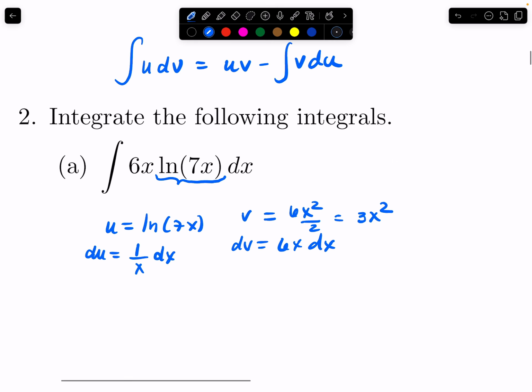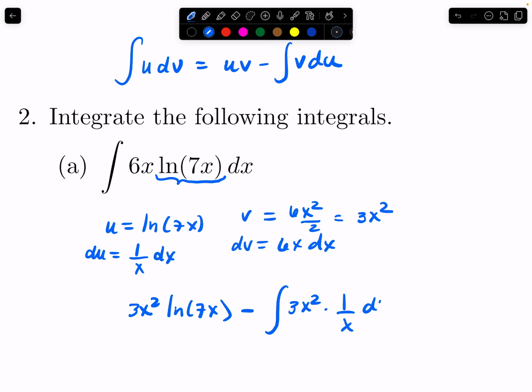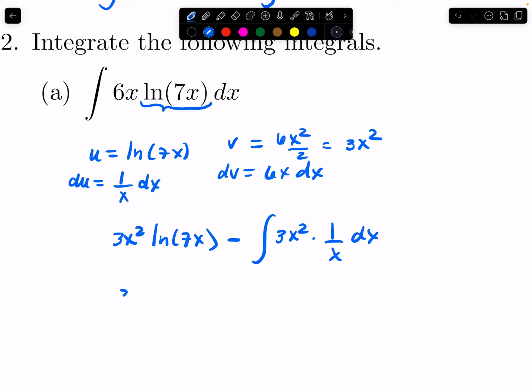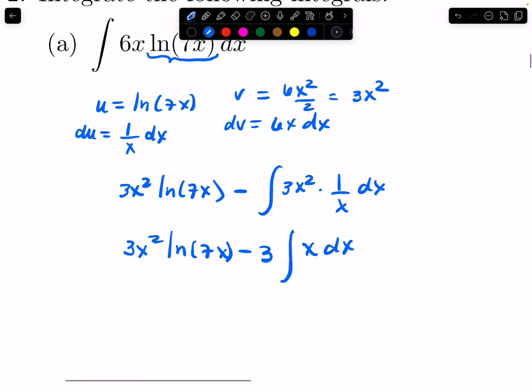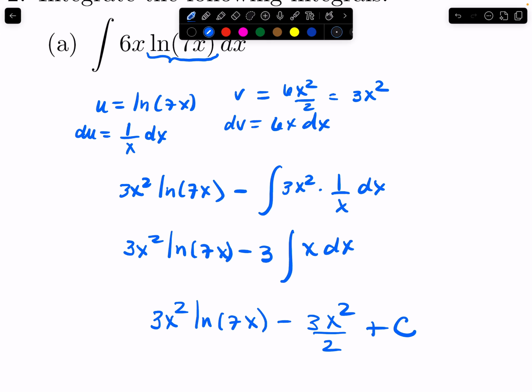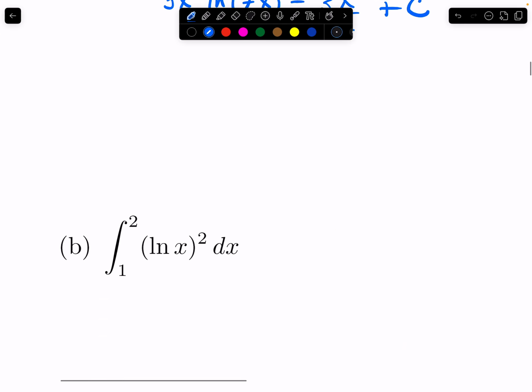That's our by parts. So we have u times v, 3x squared times ln of 7x, minus v, which is 3x squared, times 1 over x dx. Well, then this integral simplifies to 3x squared ln of 7x, bring out the 3, and then reduce this to just x dx. And then it's a pretty straightforward finish. That stays there, minus 3 x squared over 2, plus c. Not too bad.